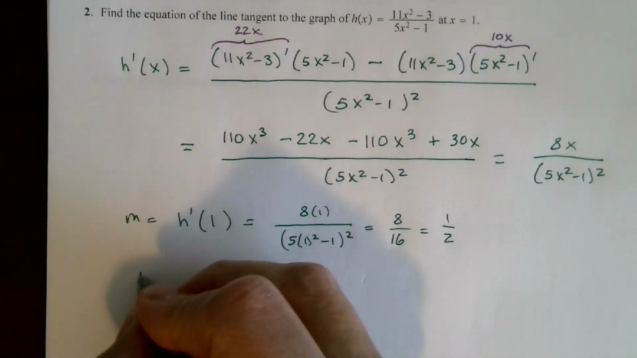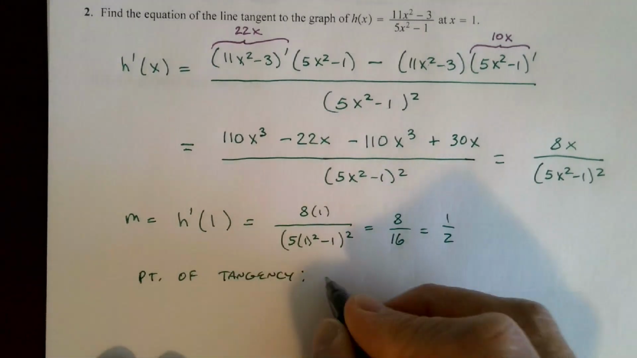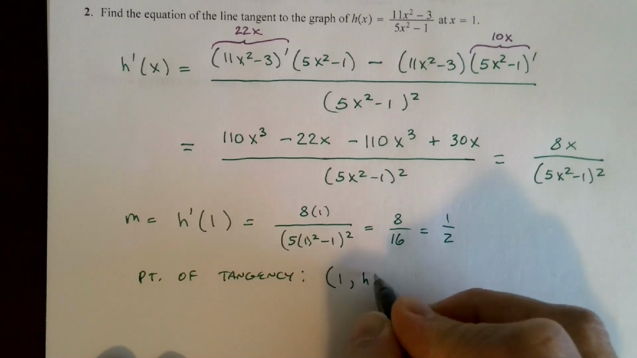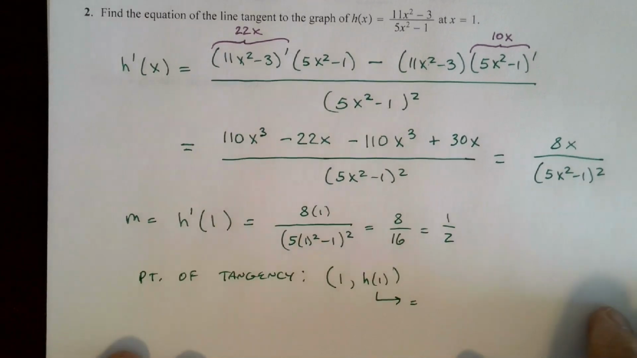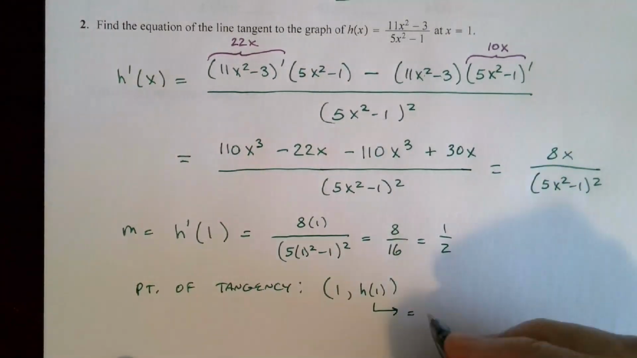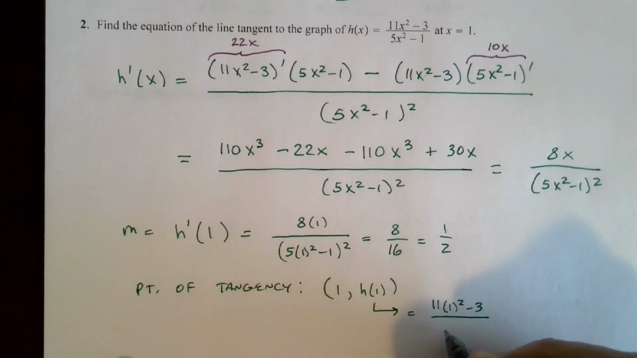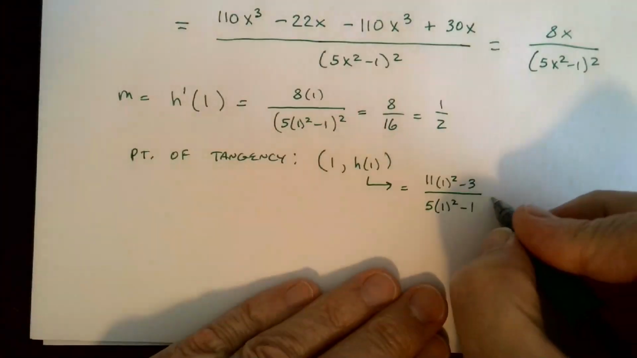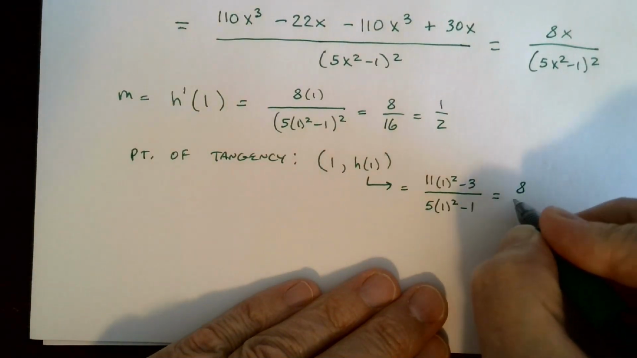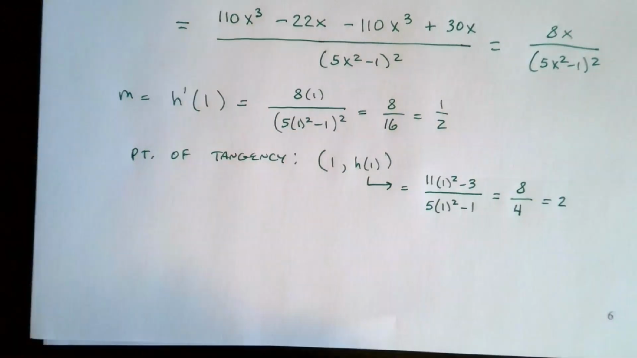What's my point of tangency? It is (1, h of 1). And h of 1 is equal to what? So go back to the original function here and plug in 1 for x. And simplify, get 11 minus 3 up top, which is 8. And down below I get 5 minus 1, which is 4. I get 2.